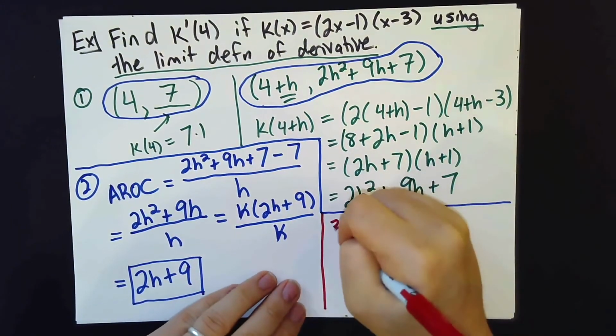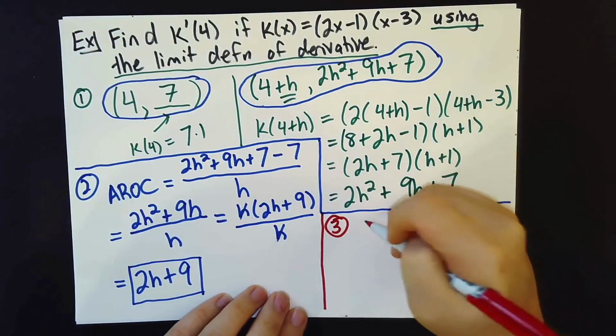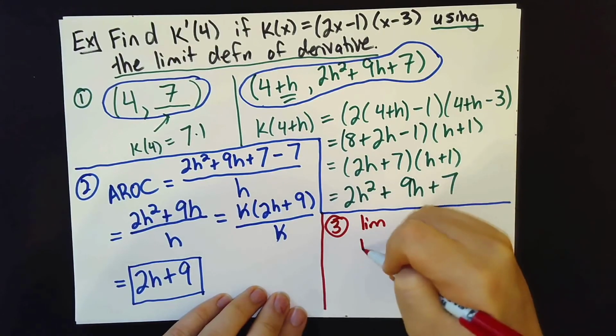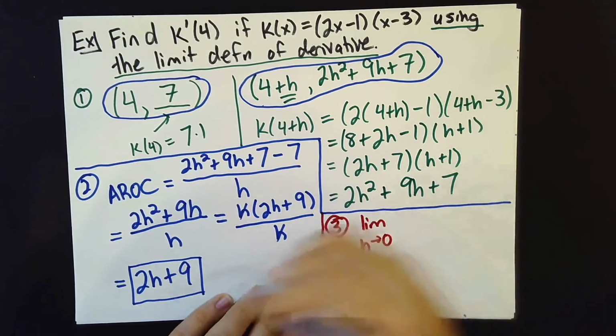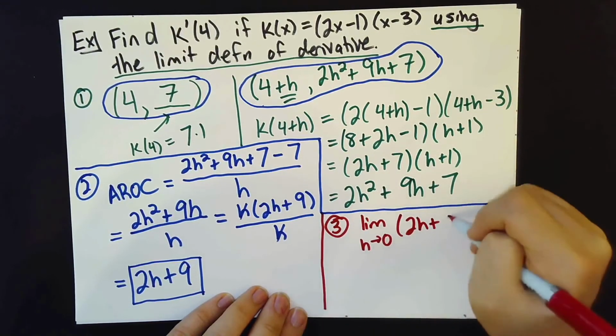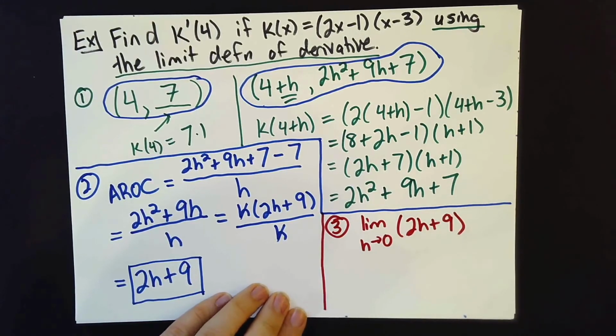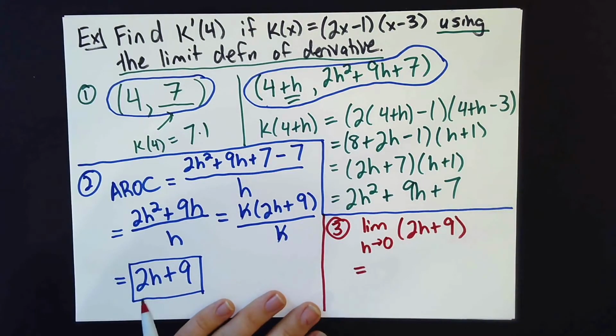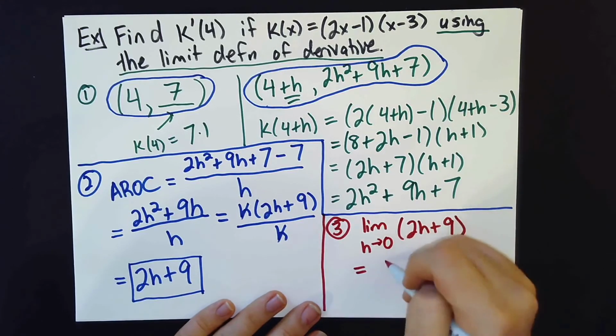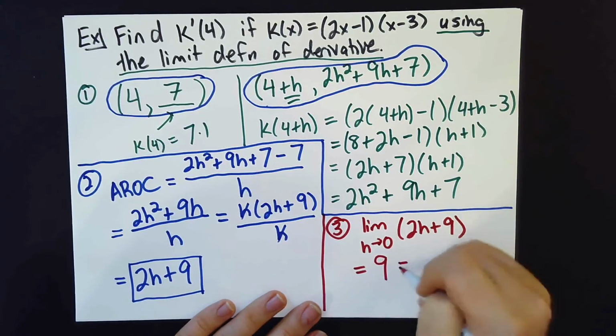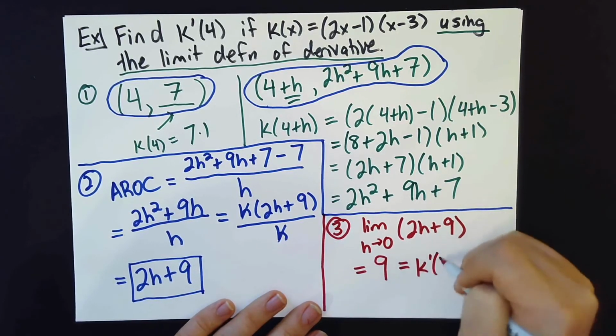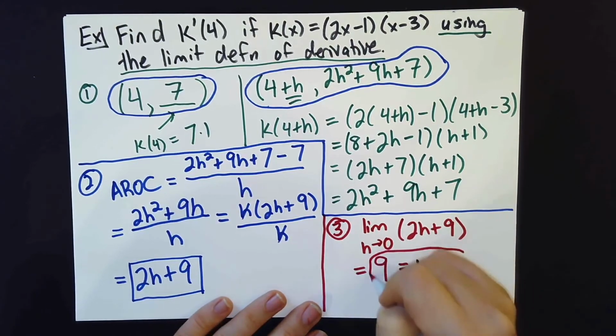And then for our third step, we go ahead and calculate the limit as h goes to 0 of this 2h plus 9. And that, because we did all the simplification over here, is just going to be 9. That is k prime of 4. So that is our answer.